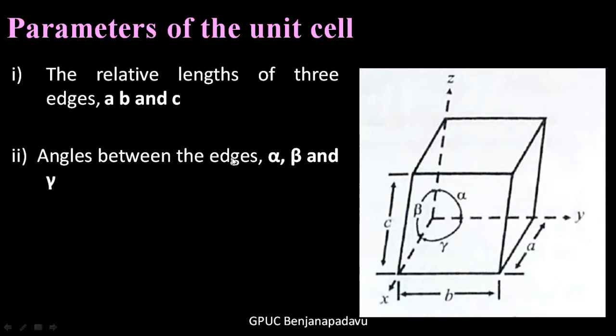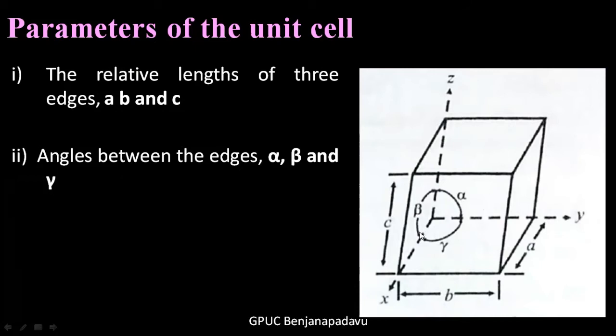Then the other three parameters are the angles between the edges. They are alpha, beta, and gamma. Now, this length along x is A. The angle between the edges in the plane made up of the other two Cartesian coordinates, that is, if this is the x-axis, then the angle between the edges along the plane YZ is the parameter alpha. So alpha is the angle between the edges in the plane Y and Z.